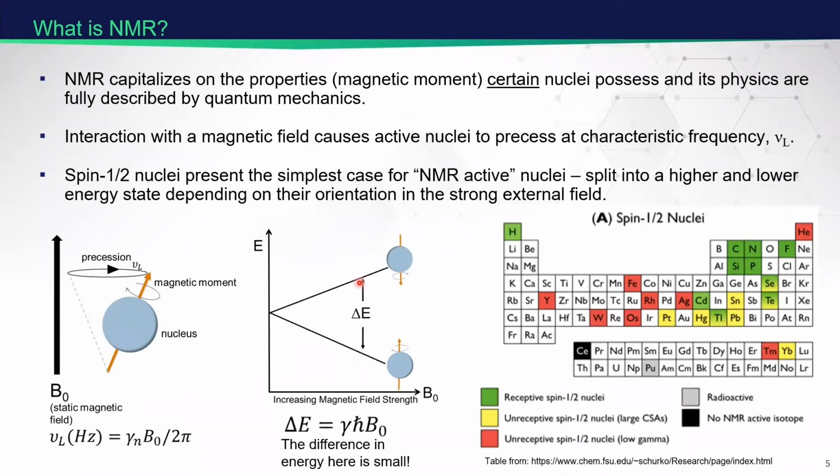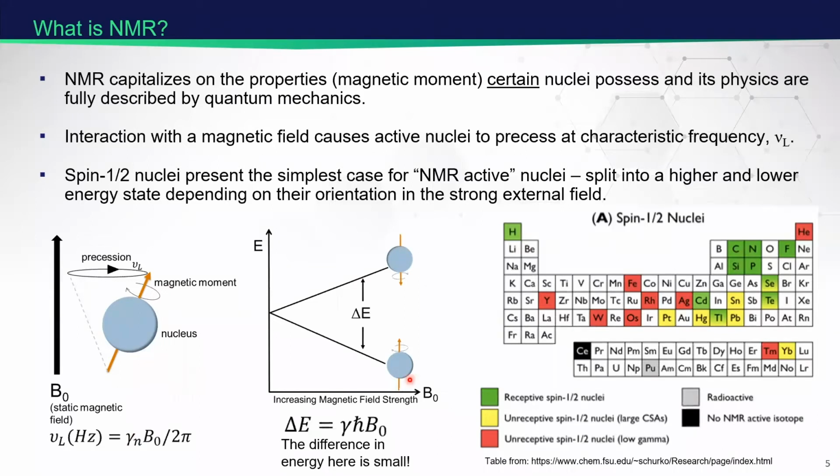So what happens in NMR with these magnetic moments is, if you put them in a strong external magnetic field, they'll experience a torque and begin to precess at a characteristic frequency. It depends on this constant here, which is isotope specific, and so it's different for every NMR active nucleus. Additionally, the otherwise degenerate spin states for these nuclei are split when they're put in a strong magnetic field, depending on the orientation of these magnetic moments in the field.